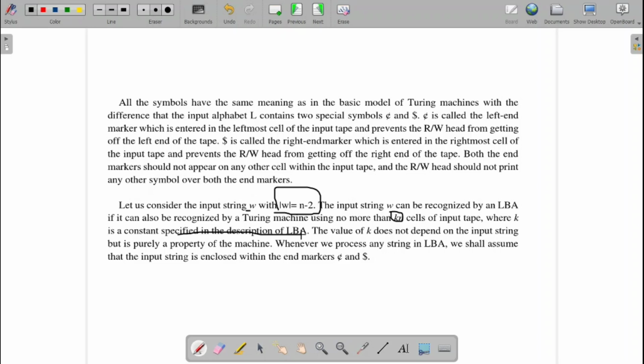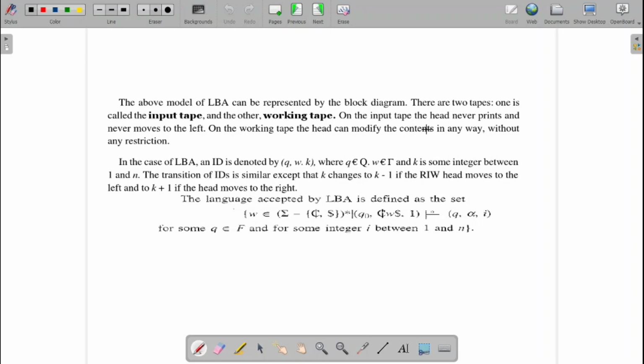Whenever we process any string in a linear bounded automaton, we shall assume the input string is enclosed within the end markers, ¢ and the dollar. Now, the model of the linear bounded automaton can be represented by a block diagram, which we will show in the next slide. There are two tapes. The first tape we call the input tape, and the second tape we call the working tape. On the input tape, the head never prints and never moves to the left side. On the working tape, the head can modify the contents in any way without any restriction.